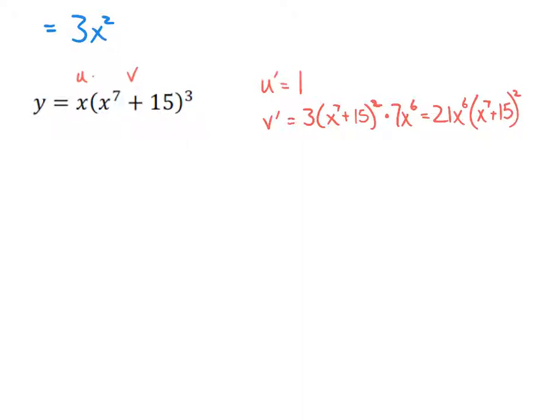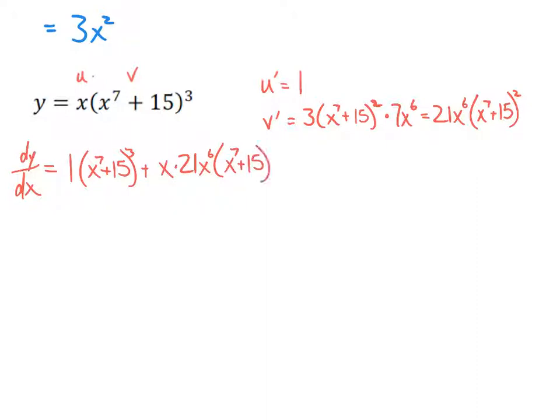Okay? So what's your trick? So now, if I'm doing the derivative, u prime times v, x to the 7th plus 15 cubed, plus u times v prime, 21x to the 6th times x to the 7th plus 15 squared. This goes back to what I said on the previous problem.